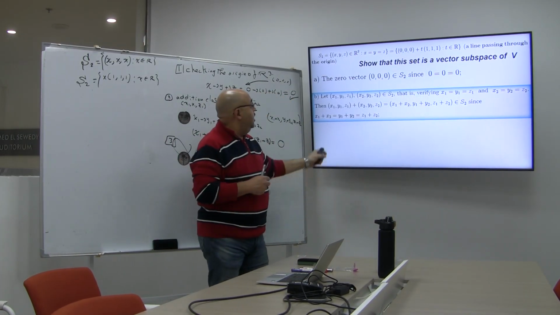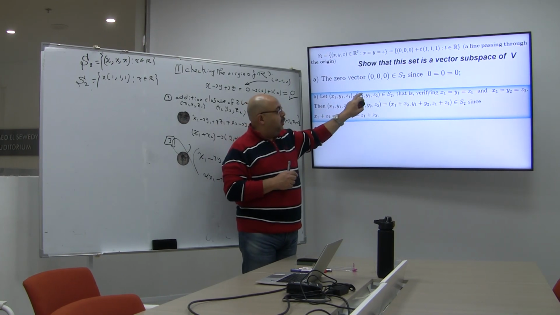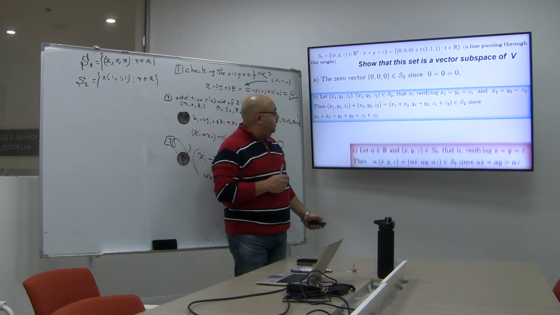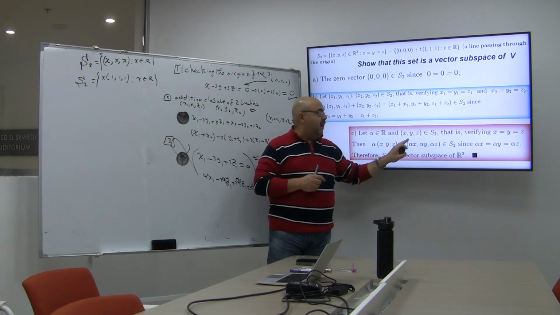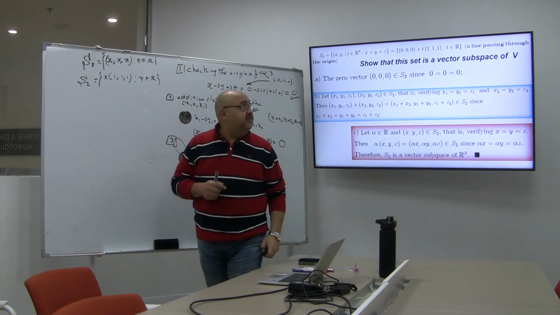So the vector, existence of a zero. Here too, if you take 2 points x1 y1 z1 and x2 y2 z2 and do a substitution, the three will come out equal to each other. Multiplication by scalar: let alpha belong to R. If I have x y z and I multiply, then alpha x will equal alpha y will equal alpha z, which belongs to S2, so it's a vector space.